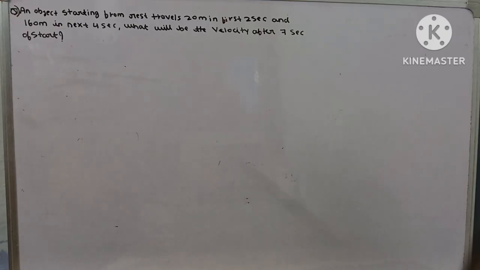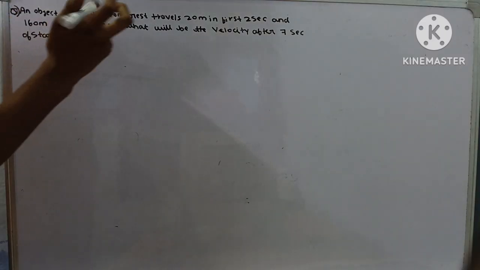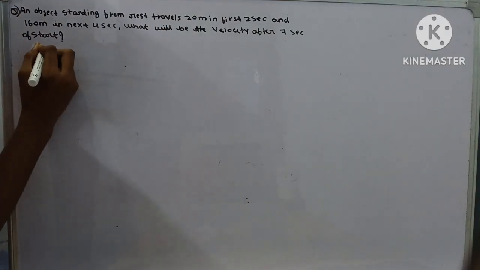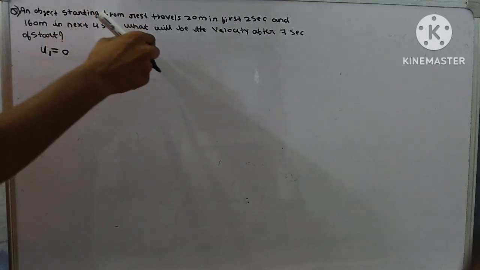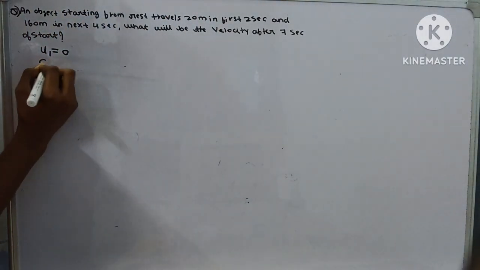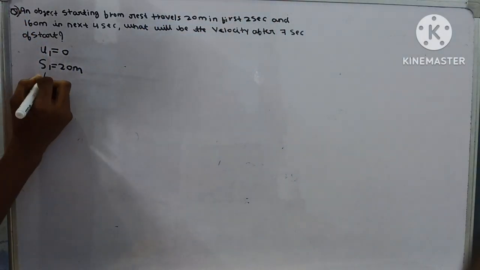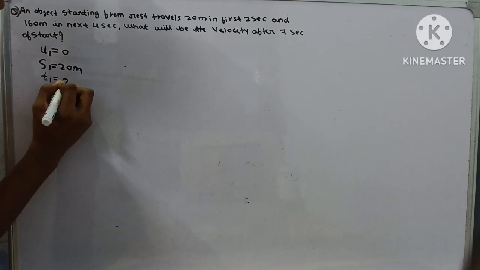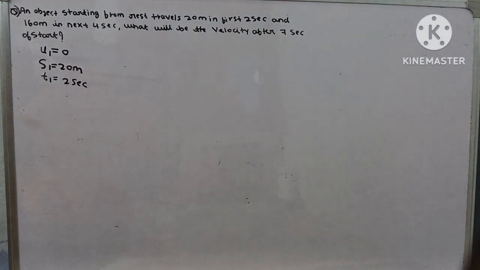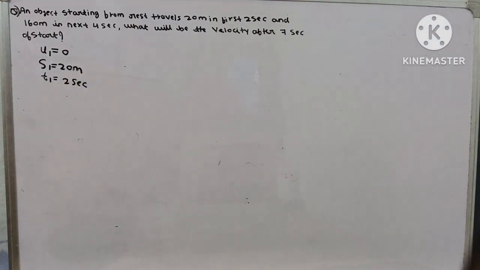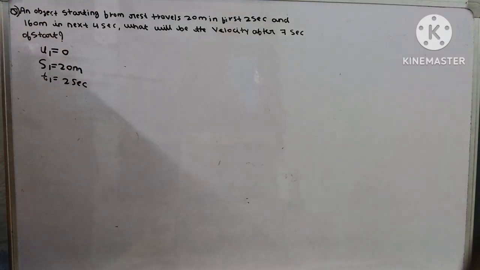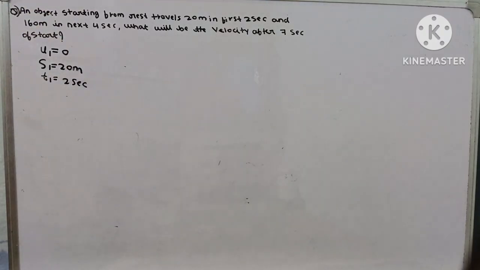So we have to divide this question into 3 sections. The first section says that the object is starting from rest. That means it is given that u1 is 0 and it travels 20 meter, which means that s1 is 20 meter in the first 2 seconds, which means that time t1 is 2 seconds. So this is the data of the first section, and in the first section we have to find the acceleration, and after the acceleration we have to find the final velocity in this case, right?